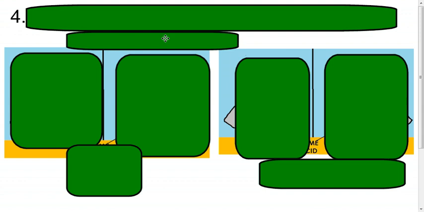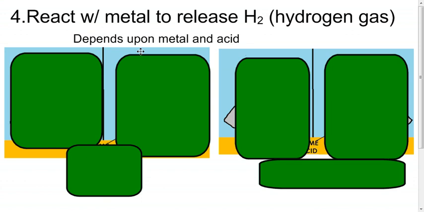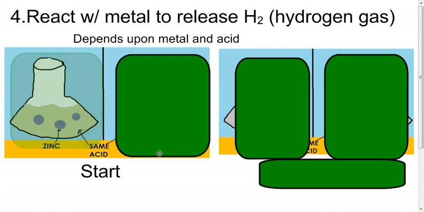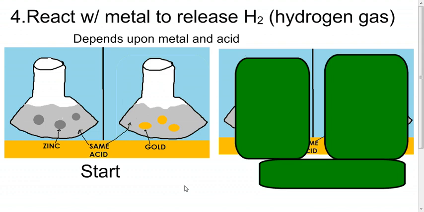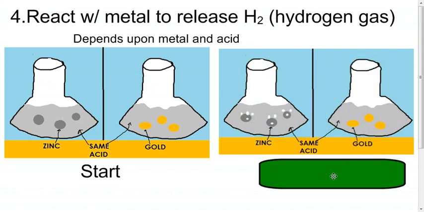Acids have a tendency, when you put metal in them, to release hydrogen gas. Now, this depends upon the metal and acid. Let's say I had two beakers with the same acid, and I put zinc in one and I put gold in the other. Since one of these metals is reactive and one of them is not, I'd have hydrogen bubbles form around the zinc, and with the gold, nothing would happen.